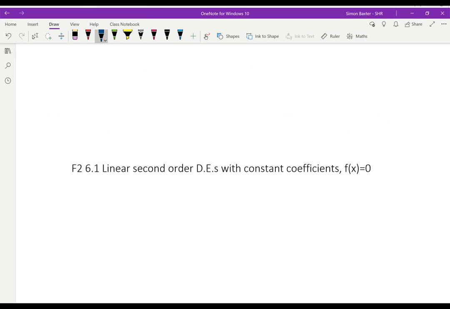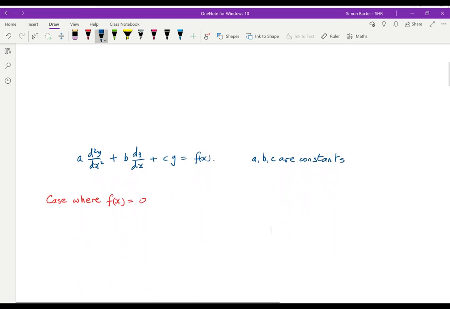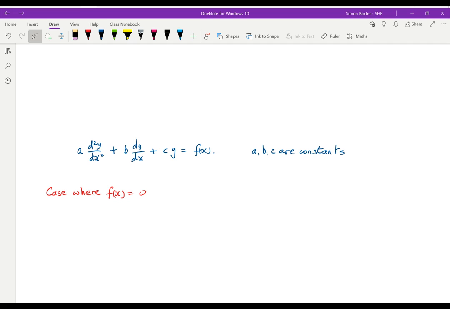In this video, we're going to look at linear second-order differential equations with constant coefficients. I'll explain the piece about f(x) equals 0 in a moment. There is the general linear second-order differential equation with constant coefficients. a, b, and c are constant, and it's second order. The right-hand side can be any function of x. In this video, we're just going to consider the case where f(x) is 0.